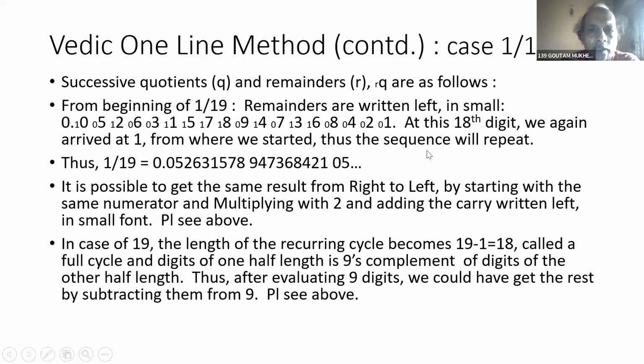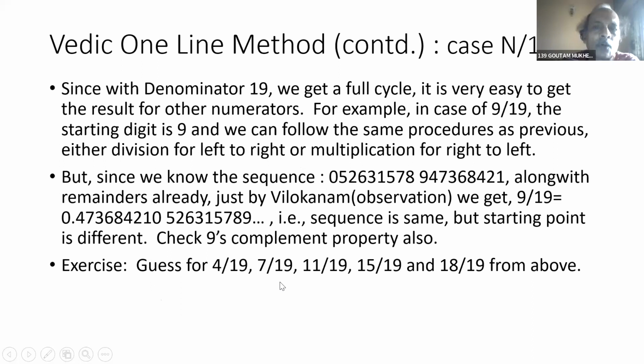You understand the thing, no? Suppose I do 7 by 19. What should be the starting point, and with what should I start dividing? Only if you know the procedure of successive quotient and remainder will you be able to do it. So 7 by 19: what is the starting point, and what is the digit divisor? It is 7, but we start writing after that.